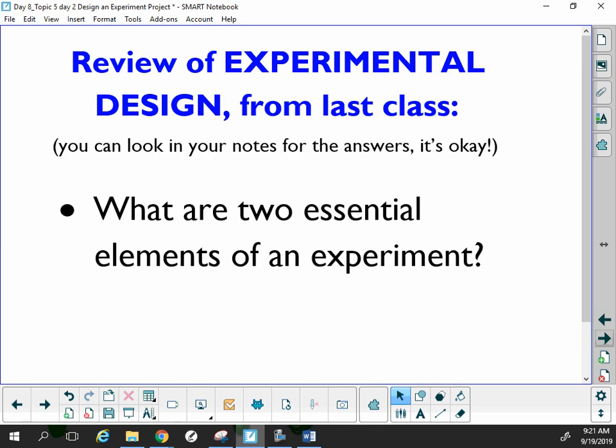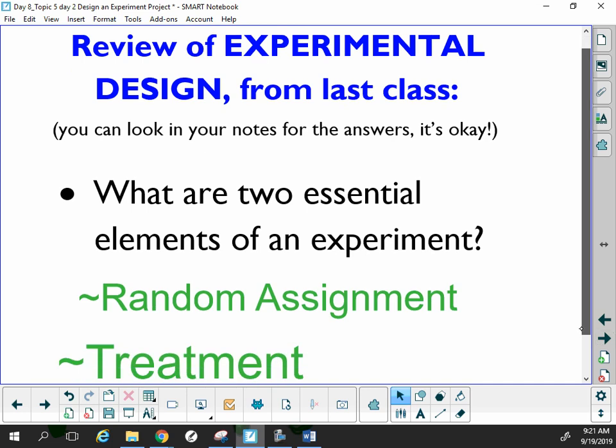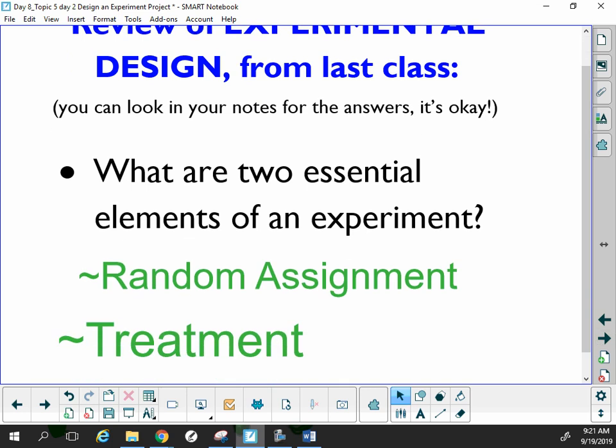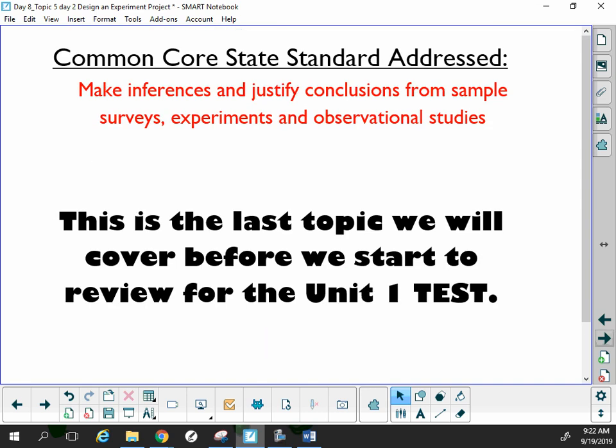What are two essential elements of an experiment? Guys, we got random assignment and treatment. Without both of these items, you do not have an experiment. You need both random assignment and treatment for it to be an experiment, all right? That's something you're going to need to know to be able to identify the difference between an observational study and an experiment on your unit test. Hint, hint, wink, wink, guys.